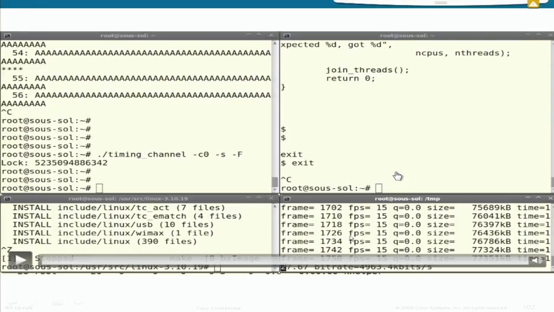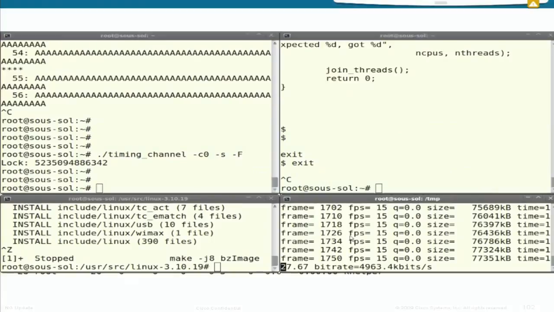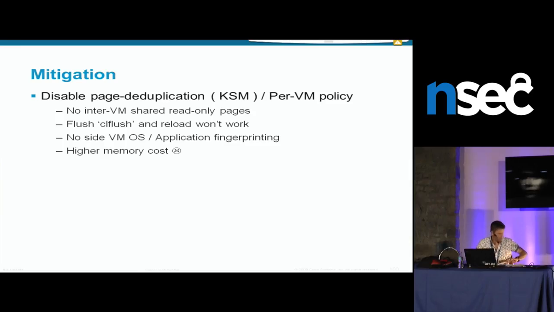All right, so that was the reverse shell example. Let's go back here to the slide. Okay, so now the thing is, what can we do to avoid that type of thing? First thing, disable your KSM. Actually, newer implementations of the kernel don't do page dedup across VMs, so that's fine, per-VM policy essentially. So you get rid of the inter-VM shared page, good stuff. So your flush and reload won't work, not for free at least.